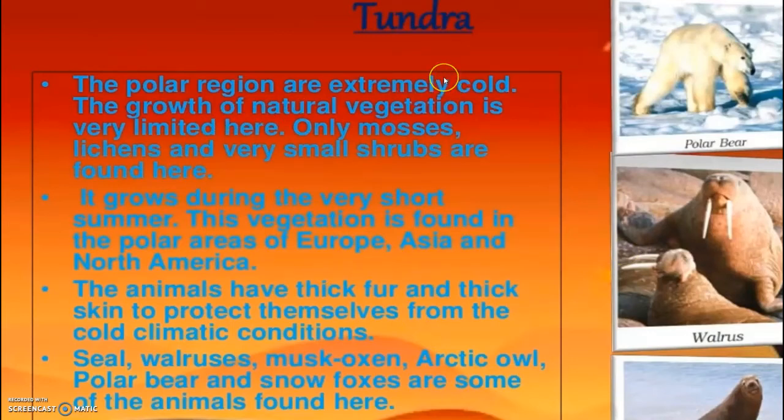This is another important natural vegetation, and tundra vegetation is mostly found in polar regions, which are extremely cold regions. The growth of natural vegetation is very limited, and only mosses, lichens and very small shrubs are found here during the short summer seasons.